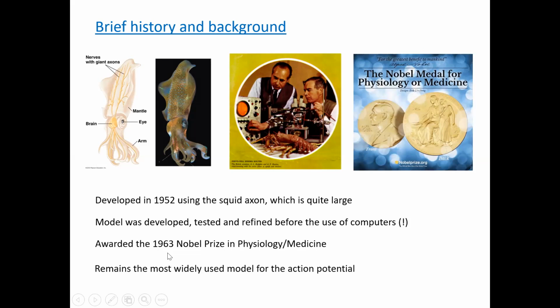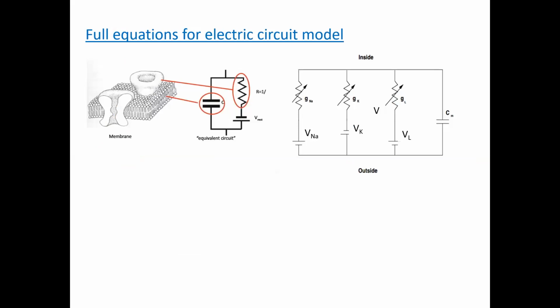And amazingly, after almost 60 years, it remains the most widely used model for the action potential. It's amazing what Hodgkin and Huxley were able to do at such an early stage in the revolution in biology. So how does it work?